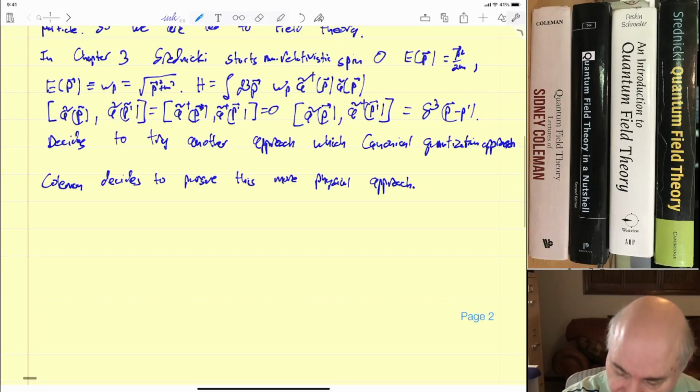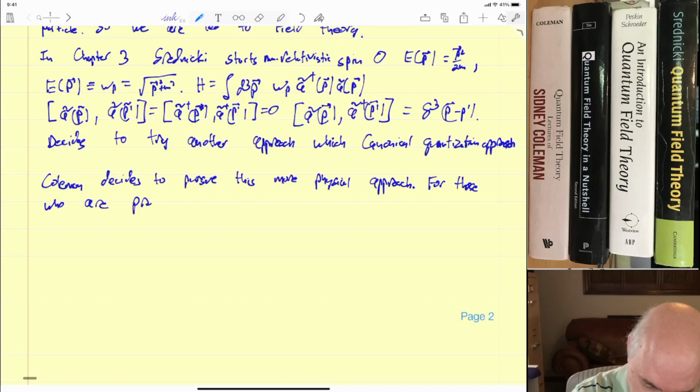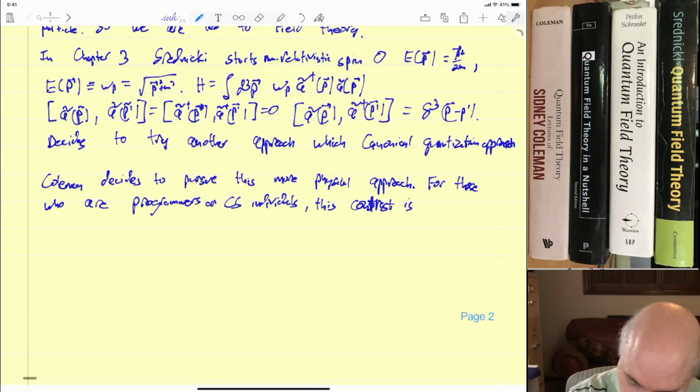And for those of you who are computer science majors, or programmers, this contrast is similar to the bottom-up approach of programming.